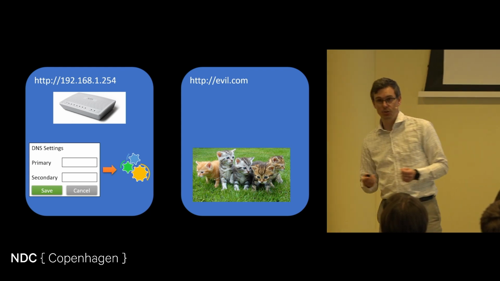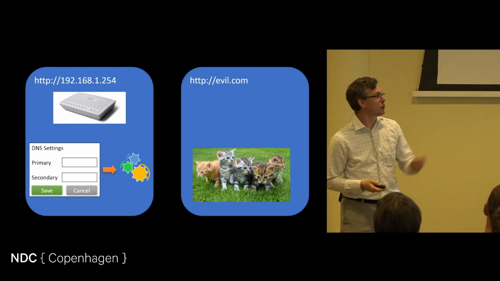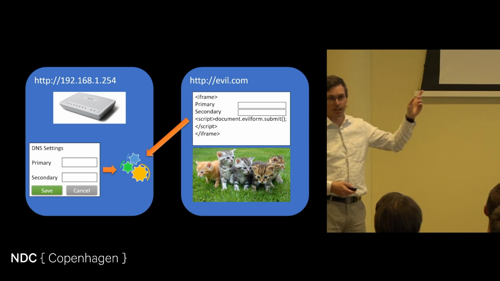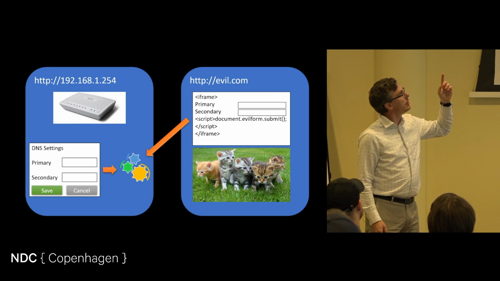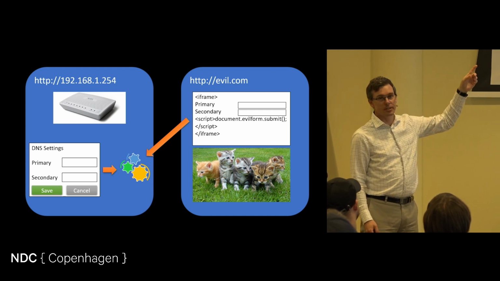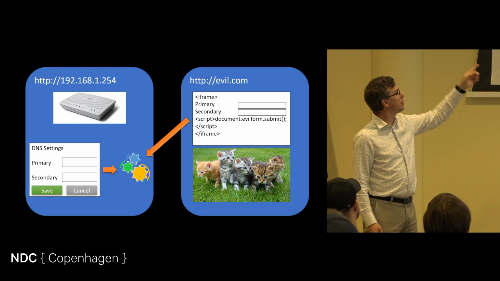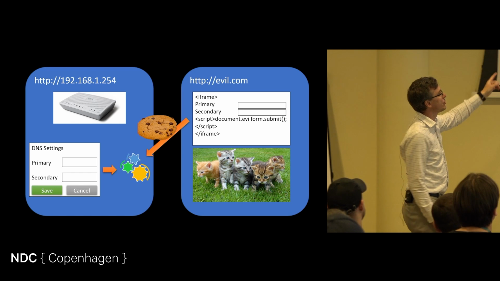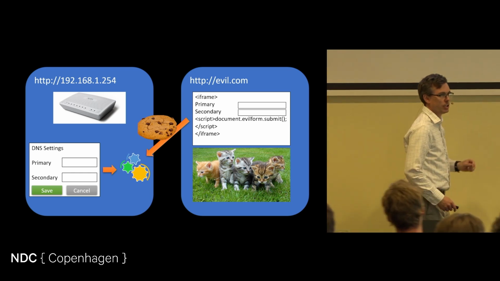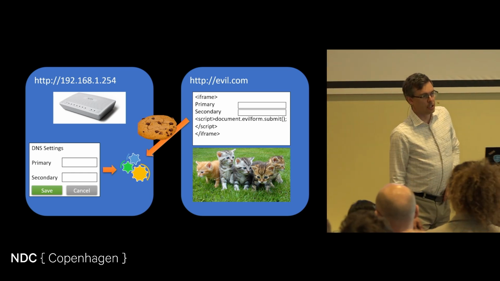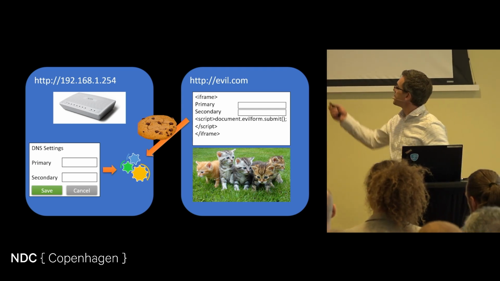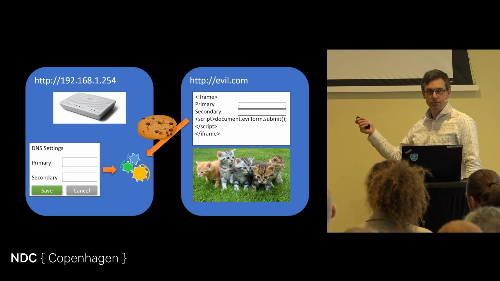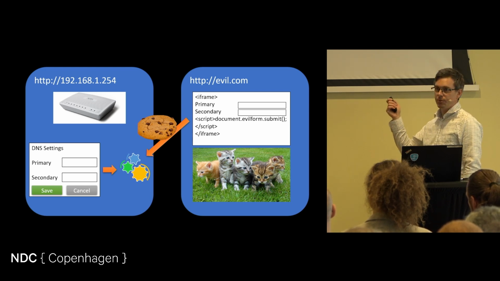So I checked the page source. Thing is, these are not nice kittens. These are evil kittens, because they come with a hidden iframe that submitted a form automatically to my modem, changing the DNS servers on my home network. And they did this because, of course, the cookie was sent along, because the authentication cookie was at that time sent based on the target only. So it didn't matter who the origin was.